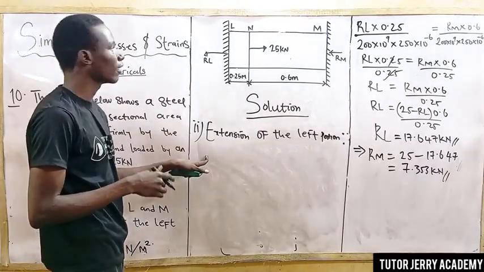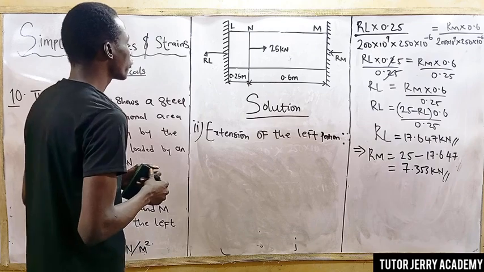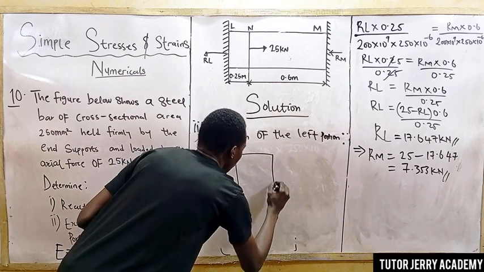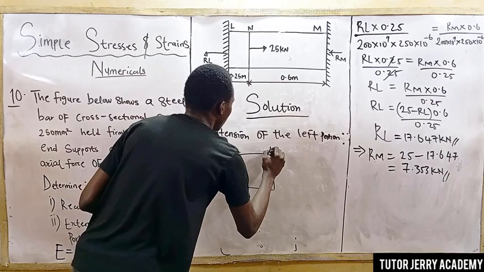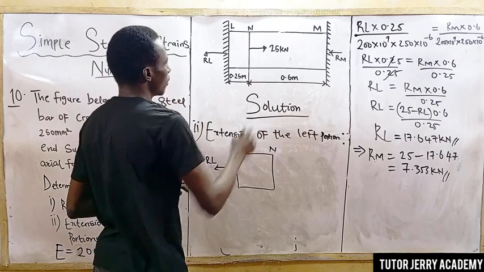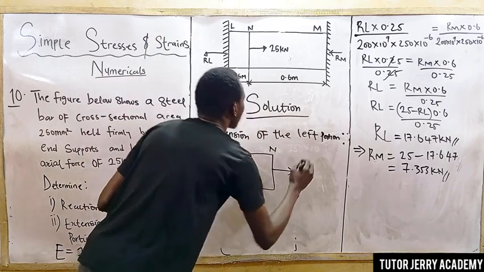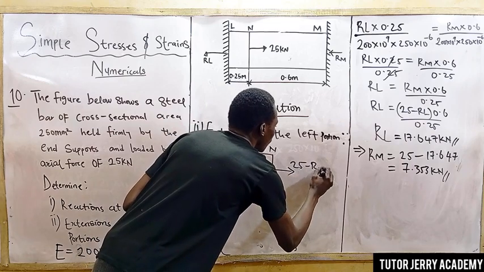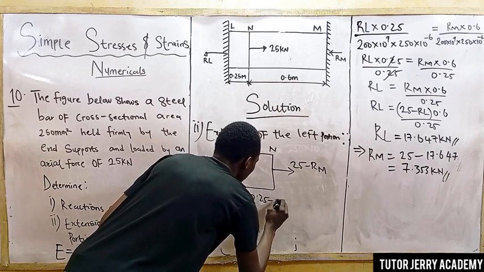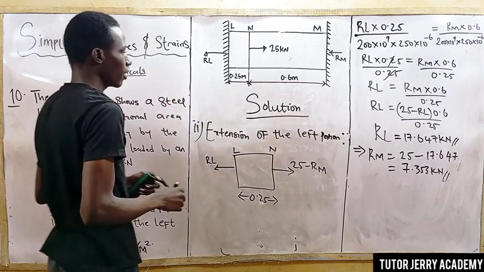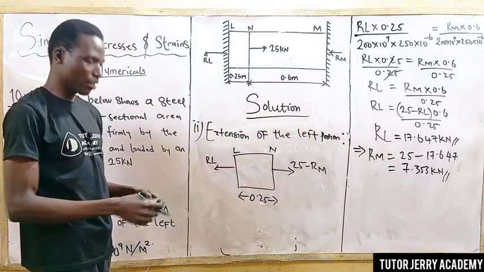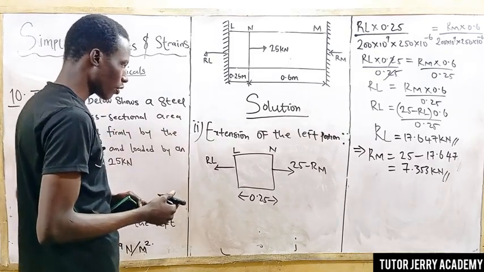The free body diagram of the left section, I drew it earlier to be something like this. I have my L and N. Here I have RL, and I said that this other part is 25 minus Rm. This is 0.25. This is, of course, the free body diagram of section LN. I drew it earlier, but I just drew it again in order for us to make reference to it.